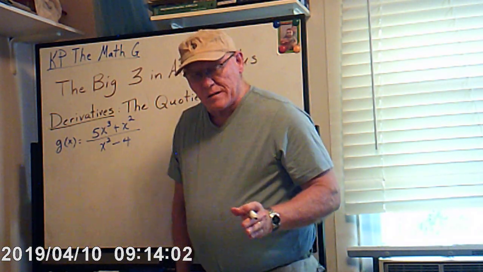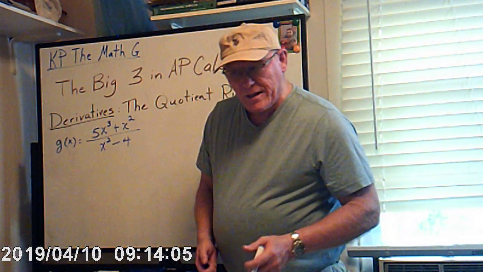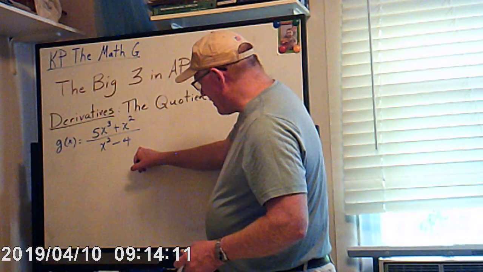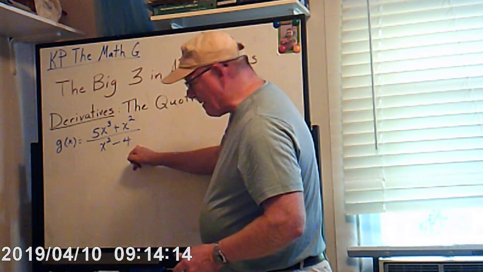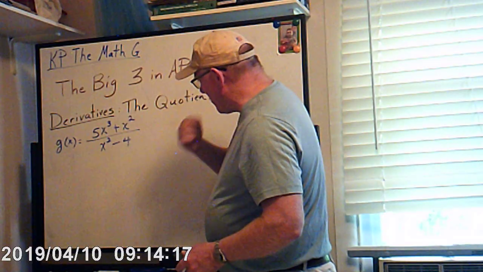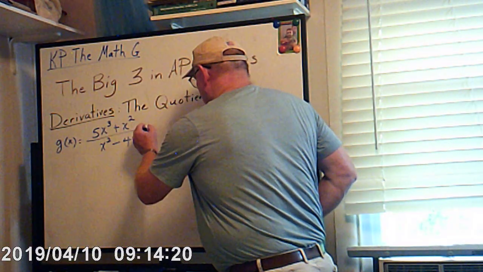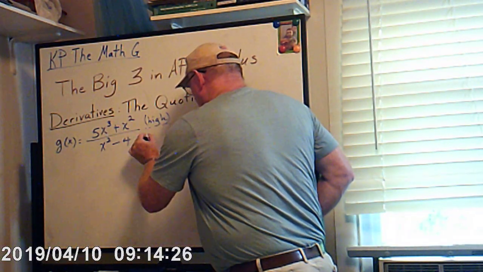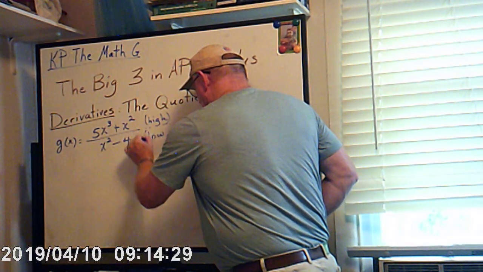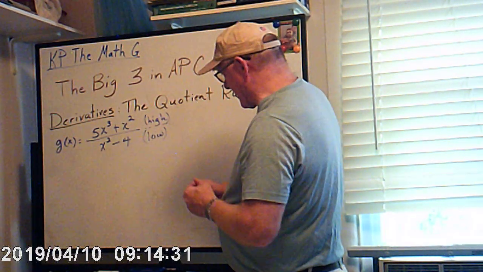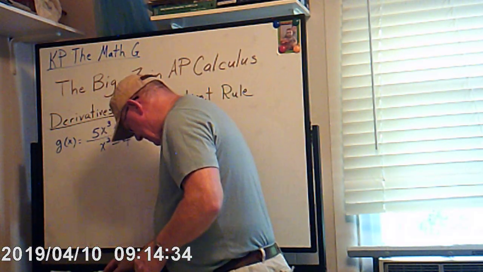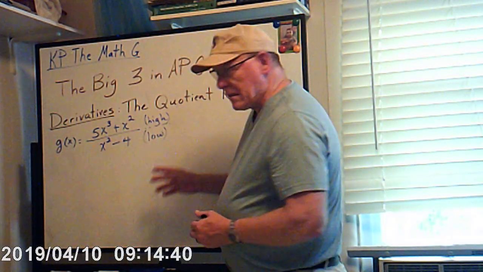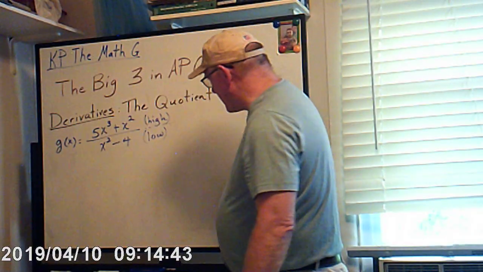When we talk about the derivative dealing with the quotient rule, this is a quotient, a over b. And so what we want to say is the numerator is high and the denominator is low. So I'm putting that there for a reason. Let me get a better writing pen here. Okay, marker.